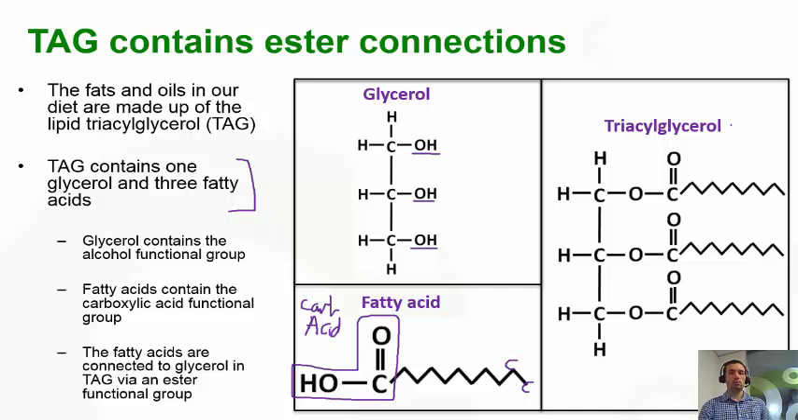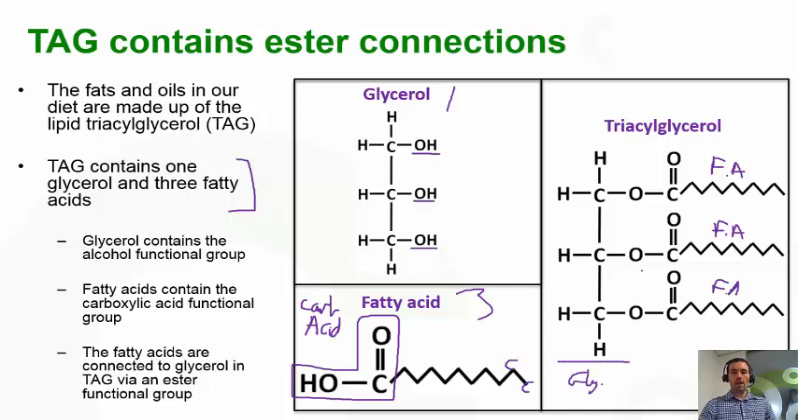So for a triacylglycerol compound, we've actually got 3 of these fatty acids and 1 glycerol connected together. And we can see that in the structure on the right hand side here. There are the fatty acids, so there's 1 here, and 1 here. And on the left hand side is our glycerol.